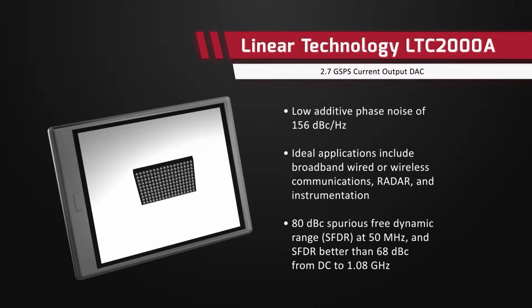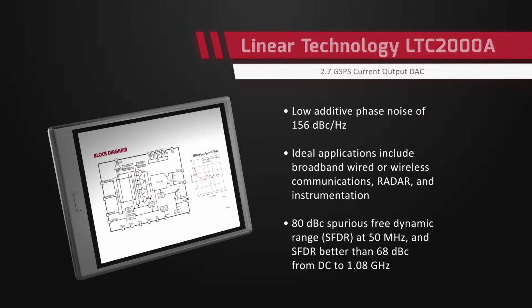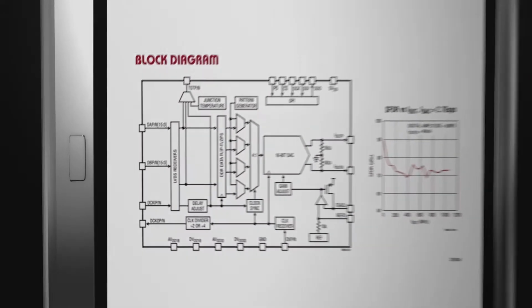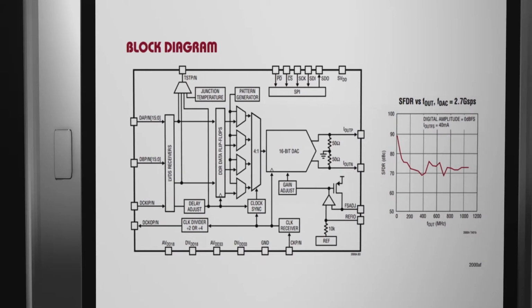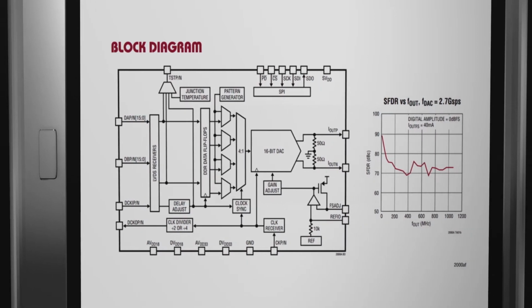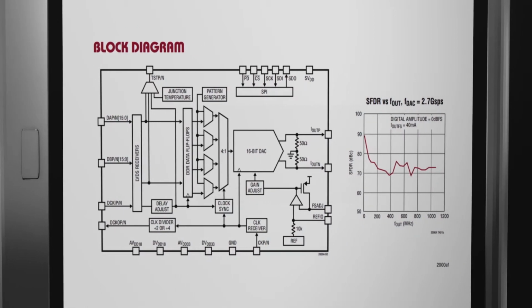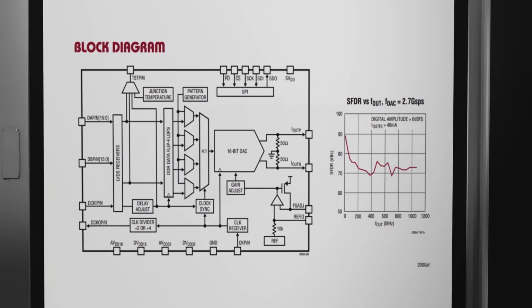The LTC2000A achieves 80 dBc spurious-free dynamic range, or SFDR, at 50 MHz, and SFDR better than 68 dBc from DC to 1.08 GHz to meet the stringent requirements of these applications. A 32-lane DDR LVDS interface helps drive the high sample rates, but the device can also be configured in a single-port 16-lane configuration while still providing up to 1.35 gigasamples per second.